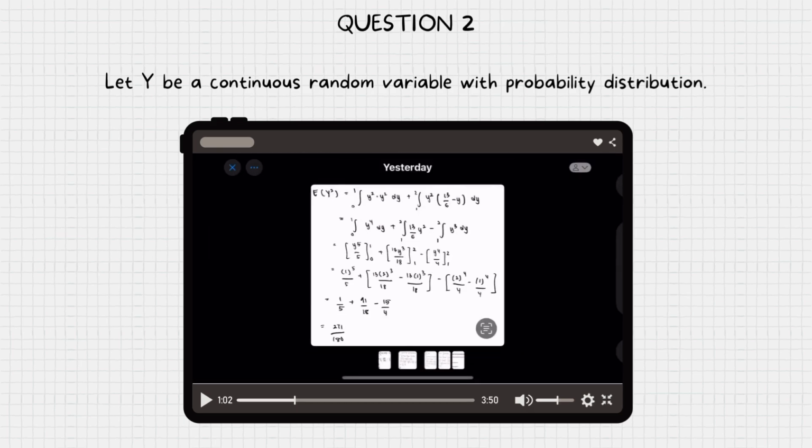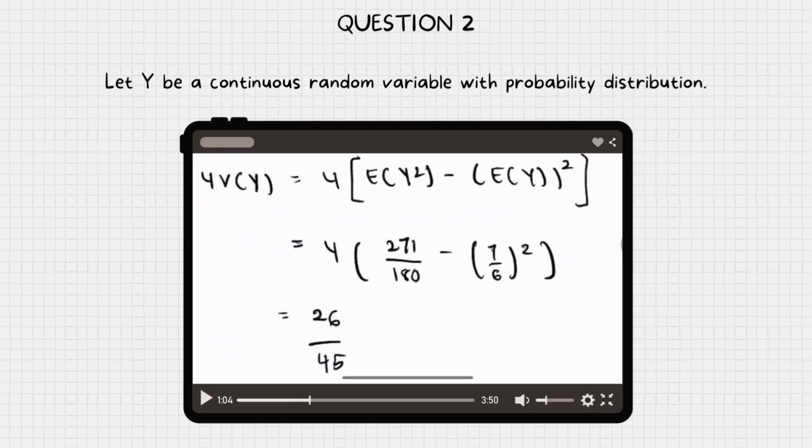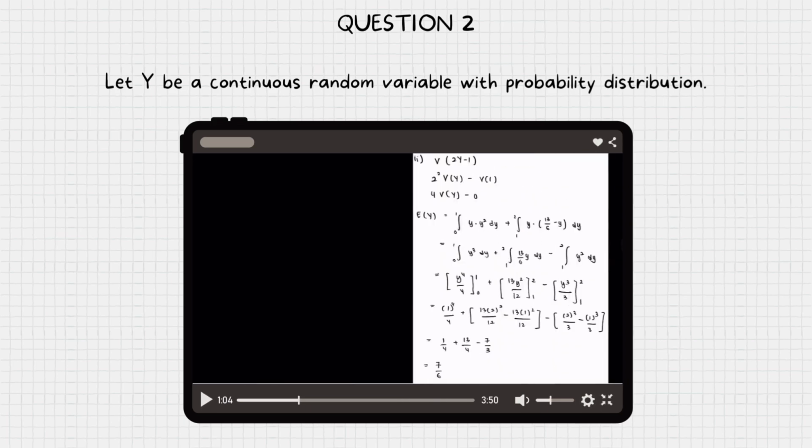For the equation here, we just put E of y squared minus the mean of y, squared. So we get 4 multiplied by 271 over 180 minus 7 over 6 squared. After we calculate, we get 26 over 45. So that is the answer for question number 2.